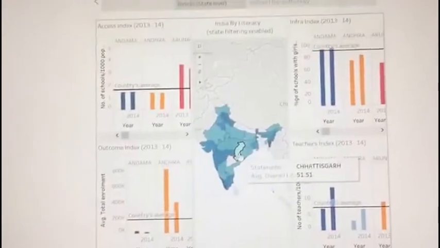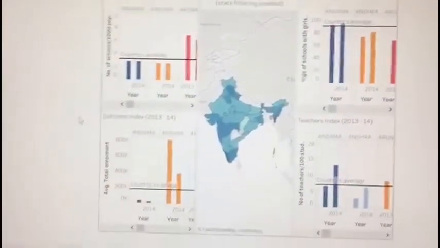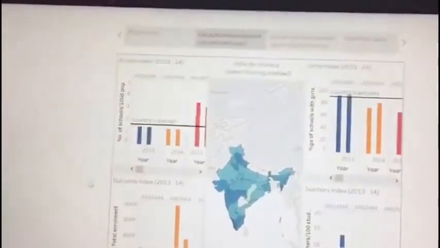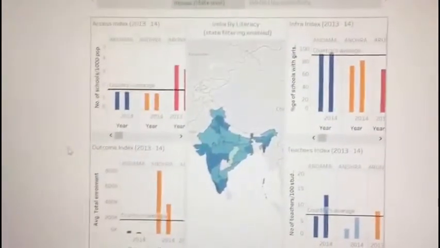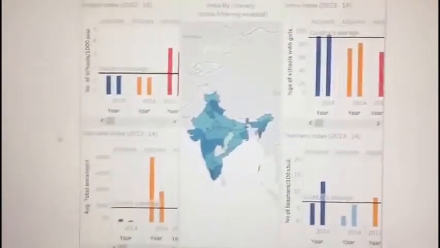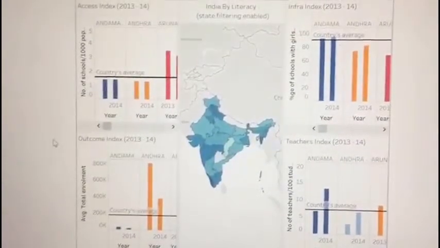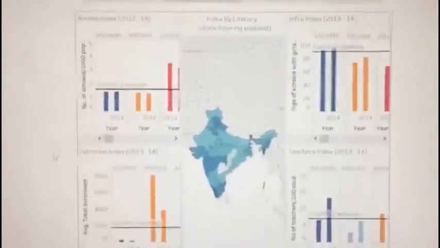We have 4 other visualization components: access index and infrastructure index on the top, and outcome index and teachers index at the bottom. Access index and infrastructure index talk about the physical aspects of school educational development indices, whereas the outcome index and teacher index talk about the human capital aspects. We also see the country's average as the reference line across all the 4 indices.